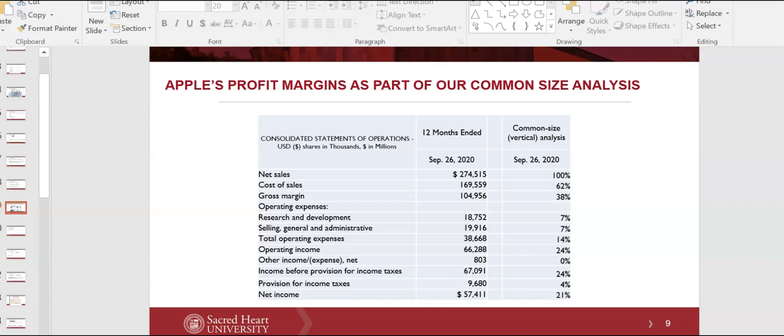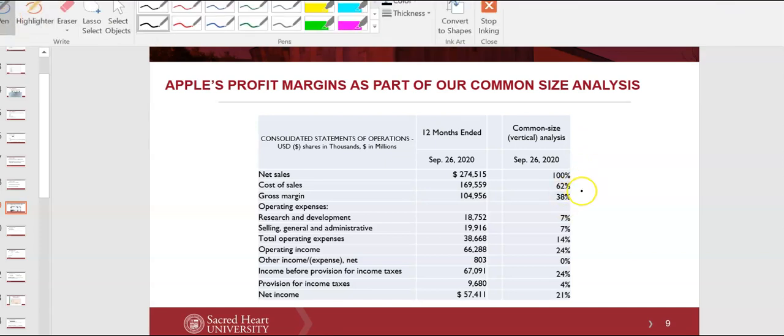But remember, early on in the semester when we did our common size or vertical analysis, we calculated the gross profit margin, as you can see here. We calculated the operating profit margin. This is the income statement and common size analysis of Apple that I had used in a video earlier in the semester. And we looked at the net profit margin, all in our common size analysis, because everything on the income statement was shown as a percentage of sales.